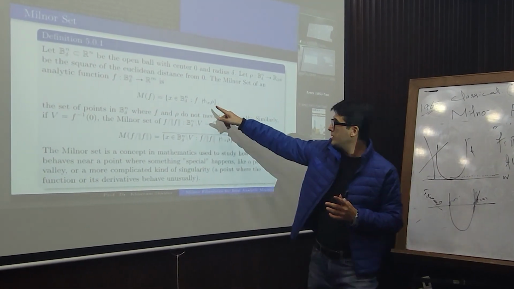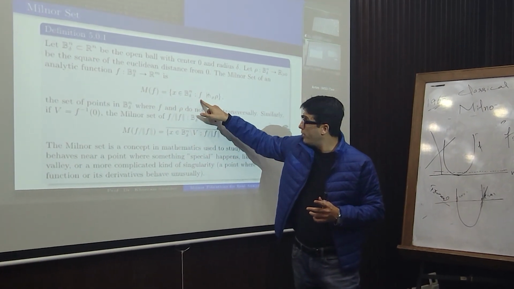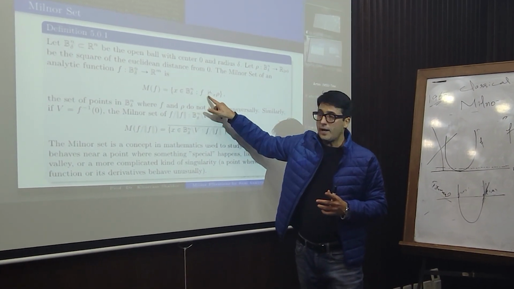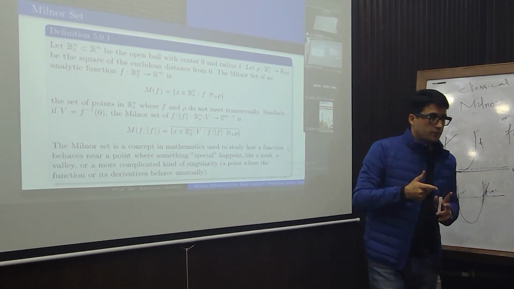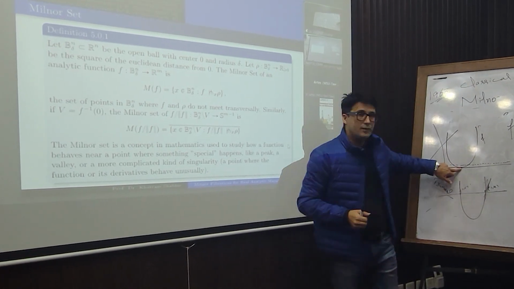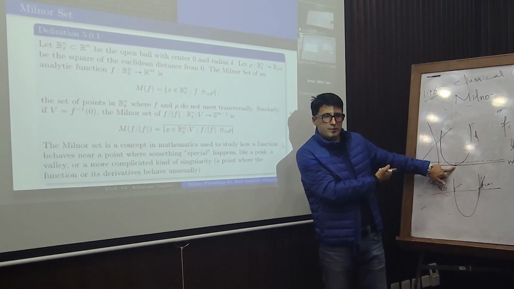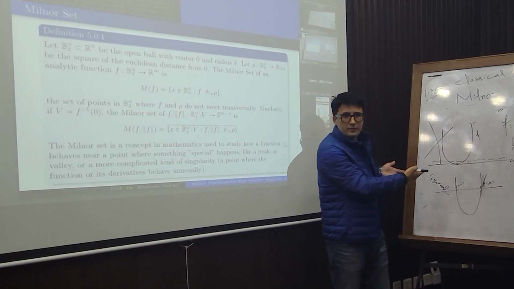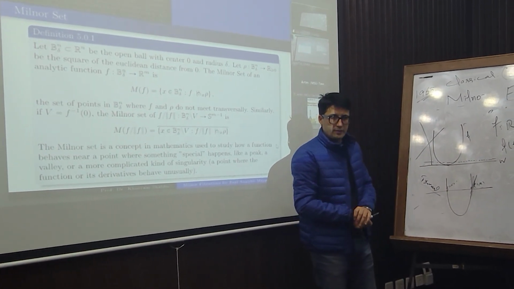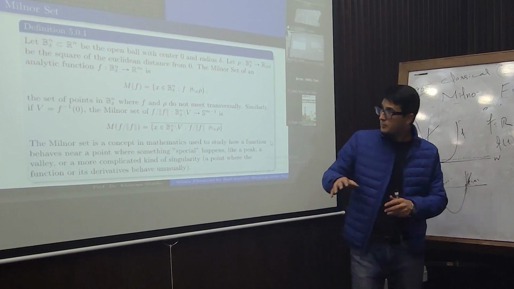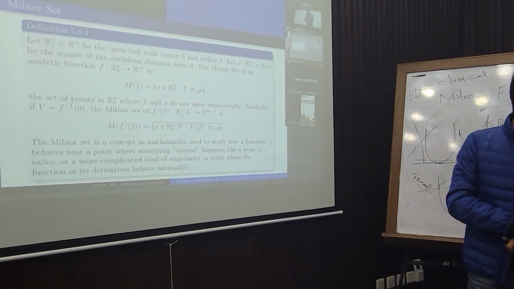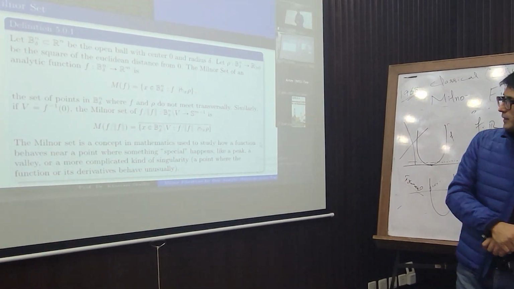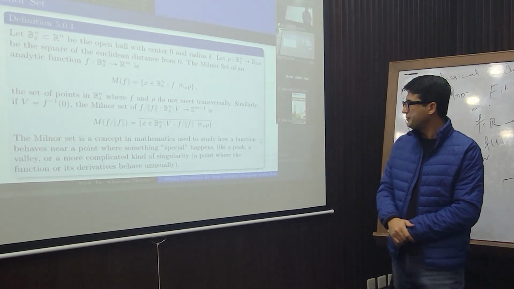So here you can see that this set is the points where the map and the manifold are not transversal. As you can see here, we know that this is the critical point. Why? Because it's a tangent. It's not a transversal intersection. Right? So this is somehow the general concept as you people have read in calculus. Next, please.